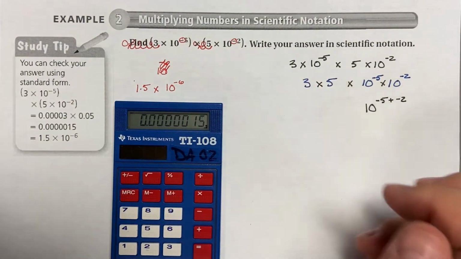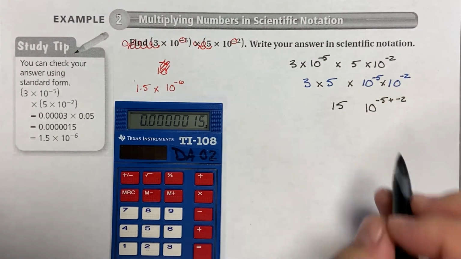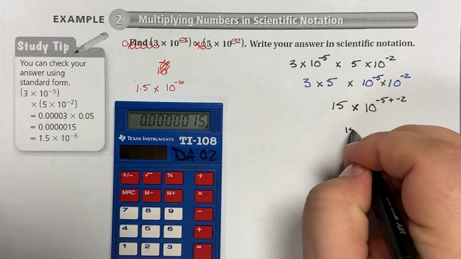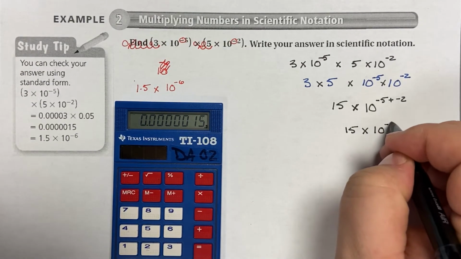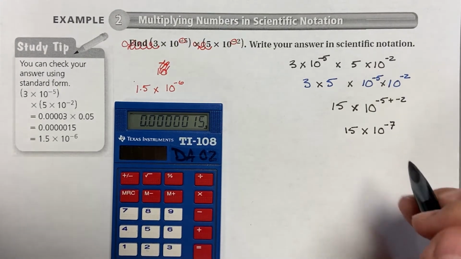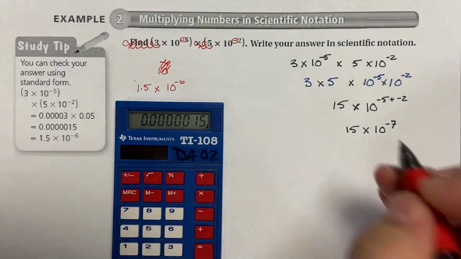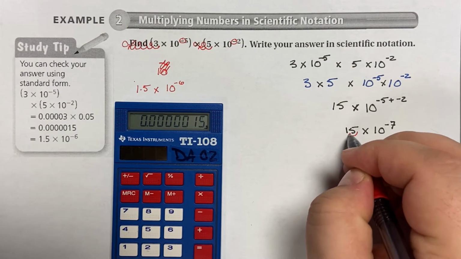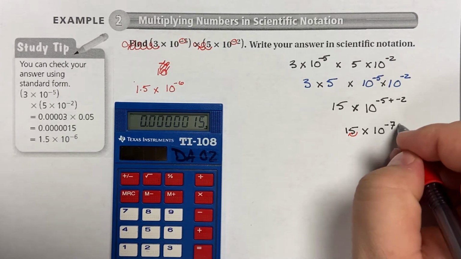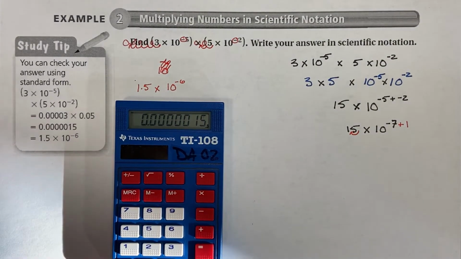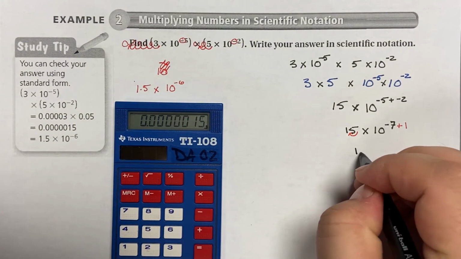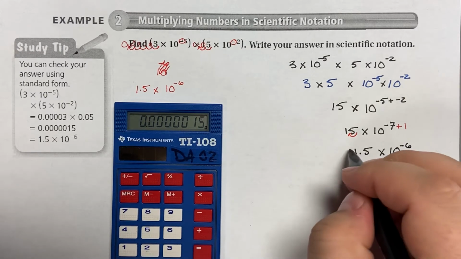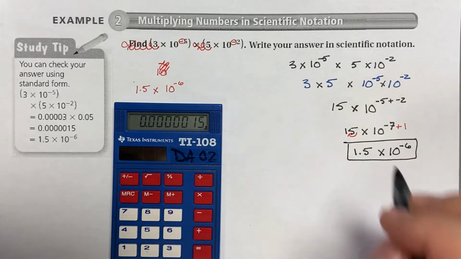And then just 3 times 5, well, that's 15. I'm still multiplying there. So then I get 15 times 10 to the negative 7th. I've got a little bit of a problem here because this number is not between 1 and 10, including 1. So I'm going to move my decimal 1 time to the left. Well, that's the same thing as adding 1. So then I get an answer of 1.5 times 10 to the negative 6th, and I have my final answer.